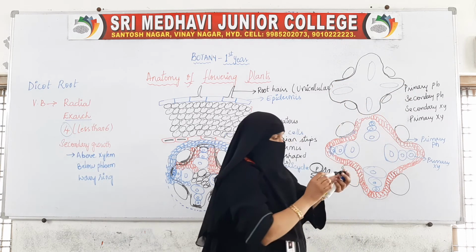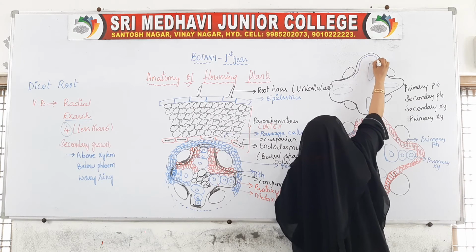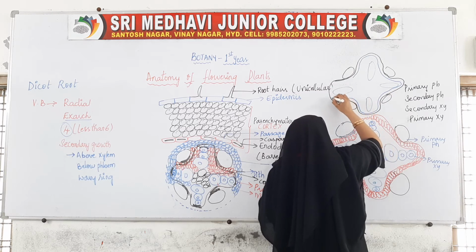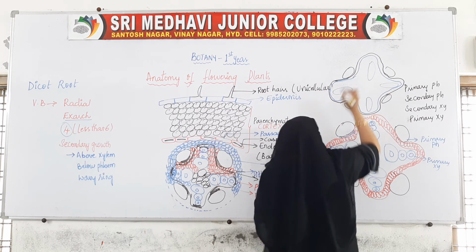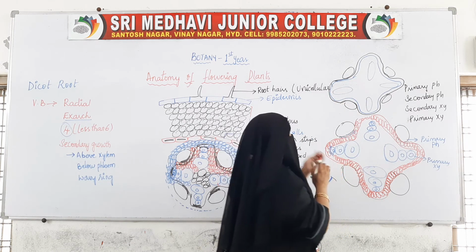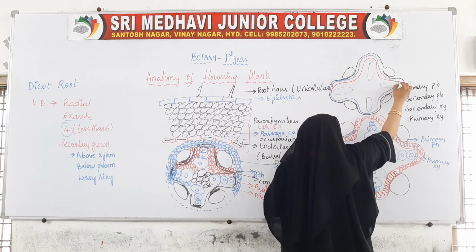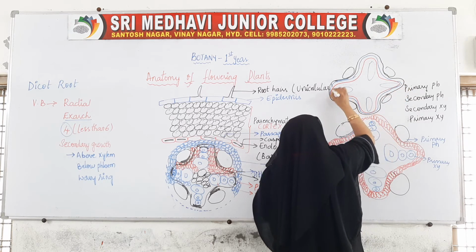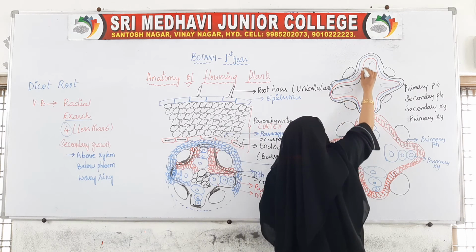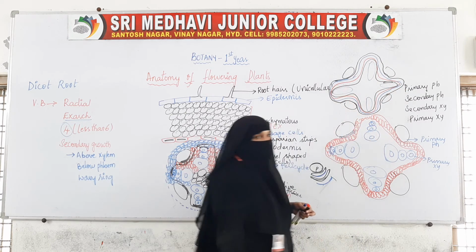This is your primary phloem. Now, just below this primary phloem will be your secondary phloem. Then below the secondary phloem we have this secondary xylem. Then we have this primary xylem.